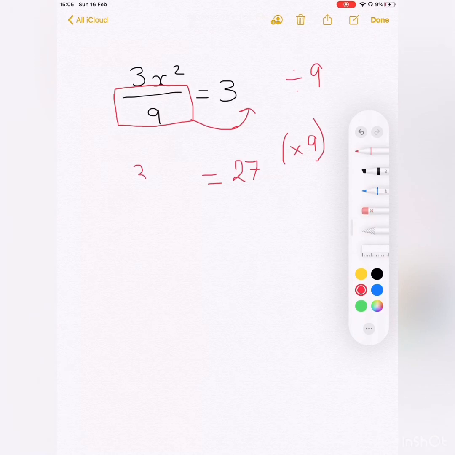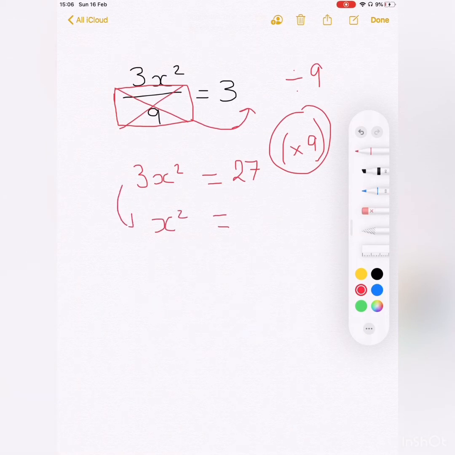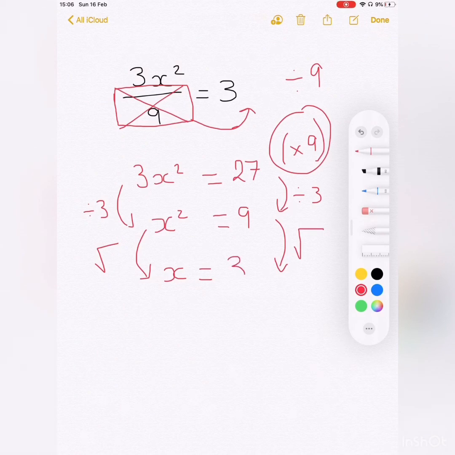And we know that 3x squared equals 27 because we've got rid of that. That was the whole point of doing that times by 9, to get rid of that bottom. Therefore, if 3x squared equals 27, first thing we can do is divide both sides by 3. Therefore, 27 divided by 3 is 9. So if x squared equals 9, what we then do is square root, and we do exactly the same to the other side, so we get that x equals 3.